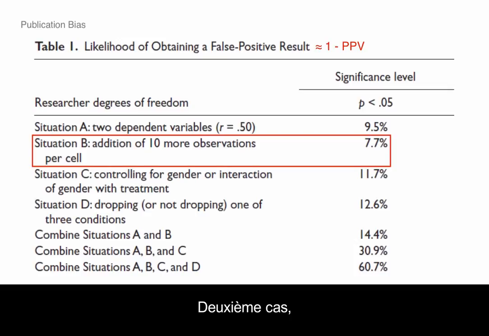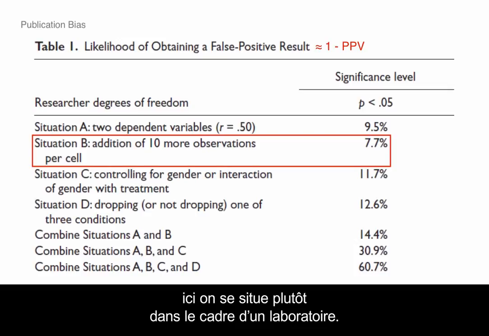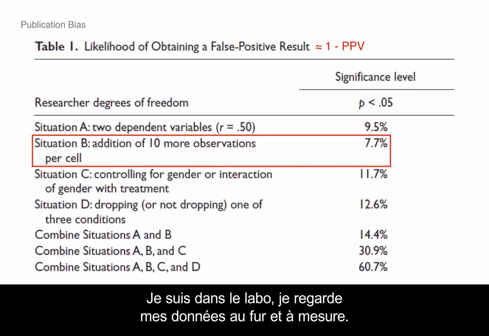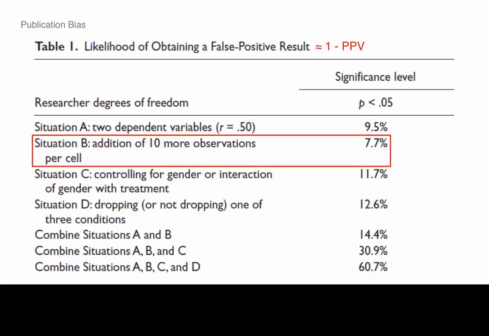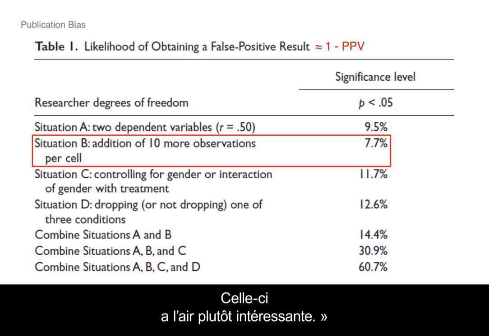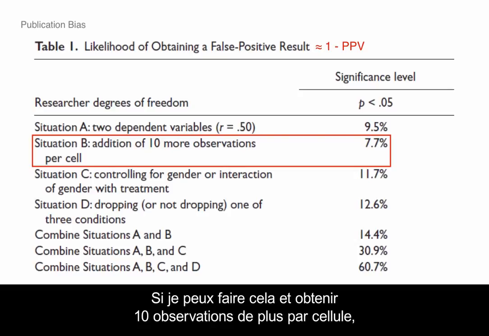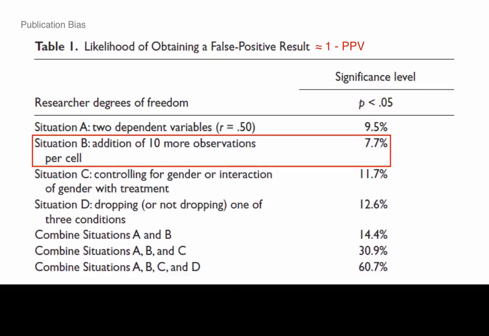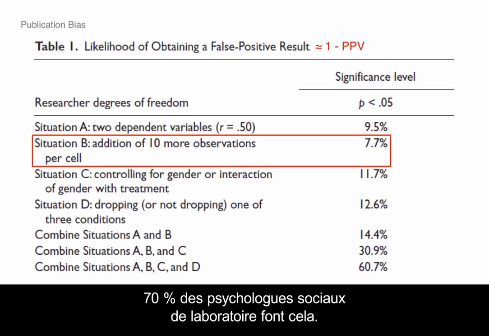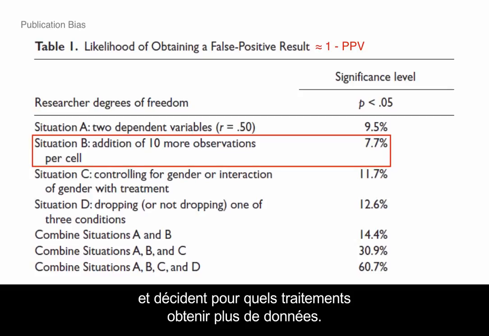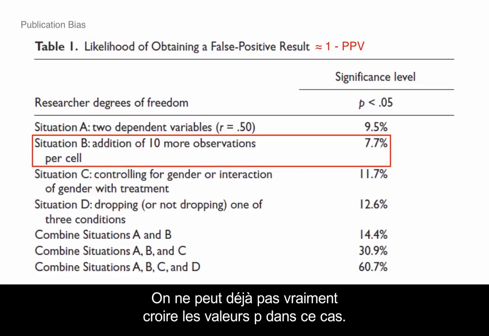Case 2, and this is really, again, where we're more in the lab world. Can I collect 10 more observations for a given cell? So I'm in the lab. I'm looking at my data as it comes in. I'm like, ooh, this is looking pretty interesting. I want a little more data for treatment 2. I think that one's kind of interesting. If I can do that and get 10 more observations per cell, just 10 more observations, I'm already from 5 to 8%. And apparently, and he has some data in the paper here, 70% of lab social psychologists do this. They kind of look at their data and decide which treatments to get more data for. So already, we can't really believe p-values there.